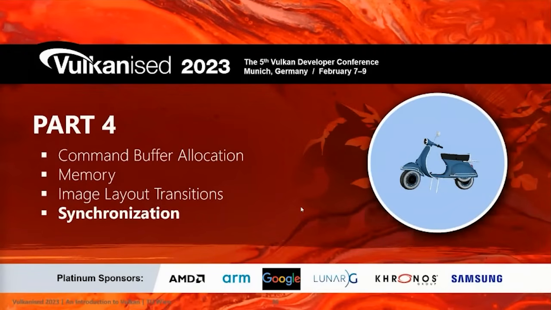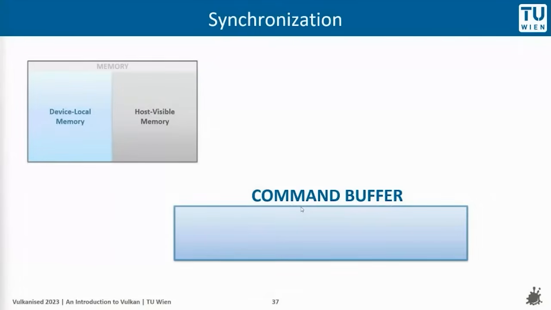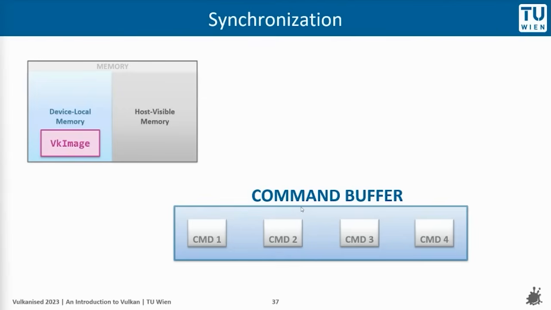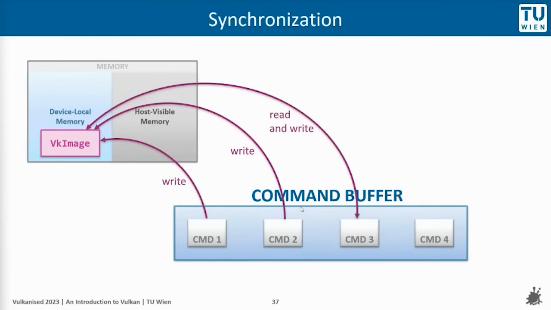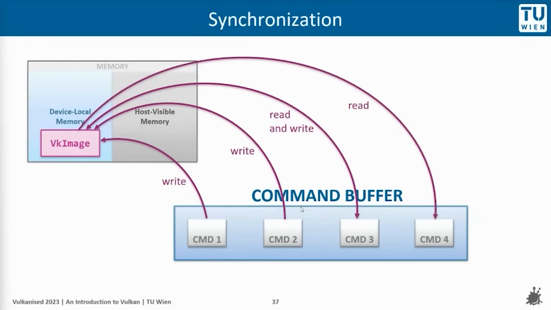Okay, let's talk about synchronization. We're back at the memory view and the command buffer view. Let's now record some commands into that command buffer. So we've recorded 4 commands into that command buffer, and now just imagine for a moment that those commands are accessing an image. Command 1, for example, writes to an image. Command 2 also writes to the image. Command 3 maybe reads and writes to and from that image. And command 4 reads from that image.